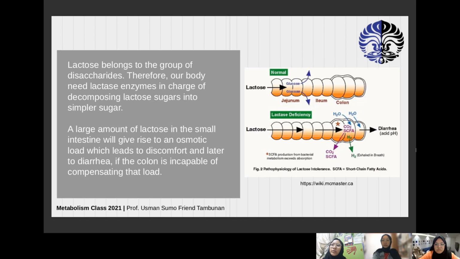For your information too, there's lactose-free milk that contains zinc and nucleotides to support the faster regeneration of intestinal villi cells so that lactase can be reproduced.